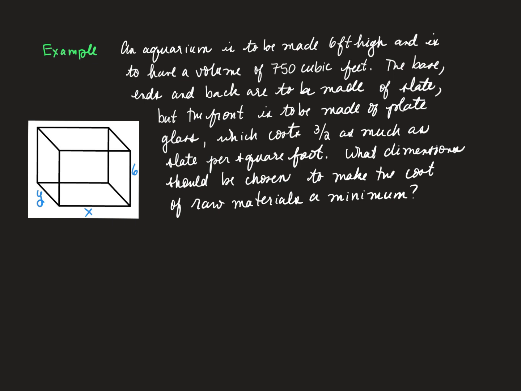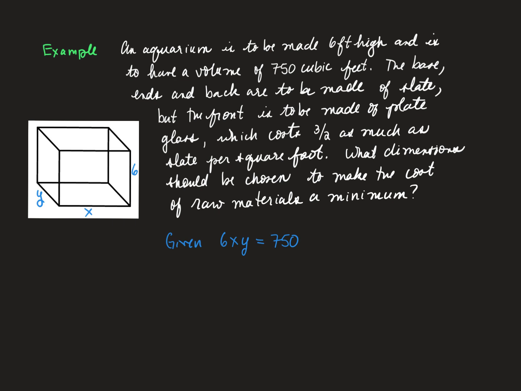So the base, ends, and back are going to be made of slate. The front is going to be made of plate glass, which costs a bit more than slate. And we want to choose the dimensions to make the cost of raw materials a minimum. So first of all, I am given that the volume 6xy is 750, and I want to minimize the cost of the materials.